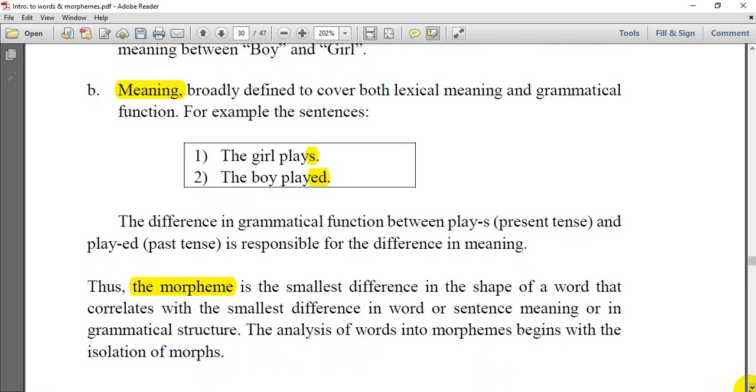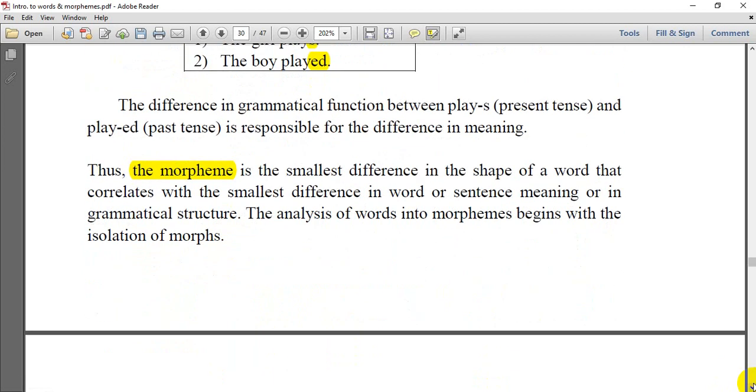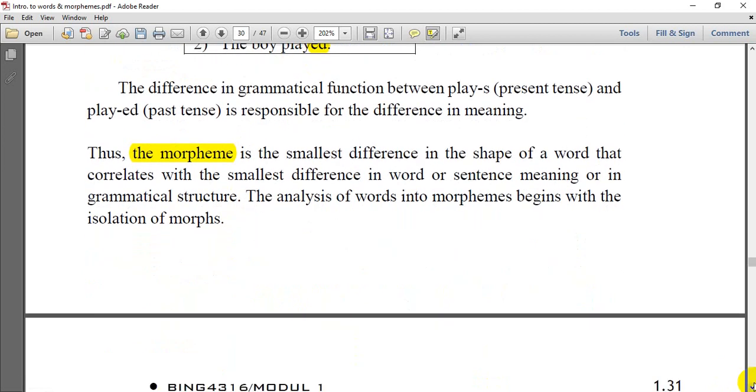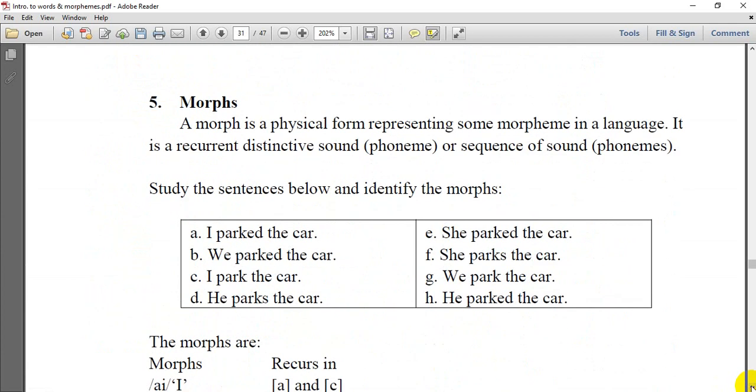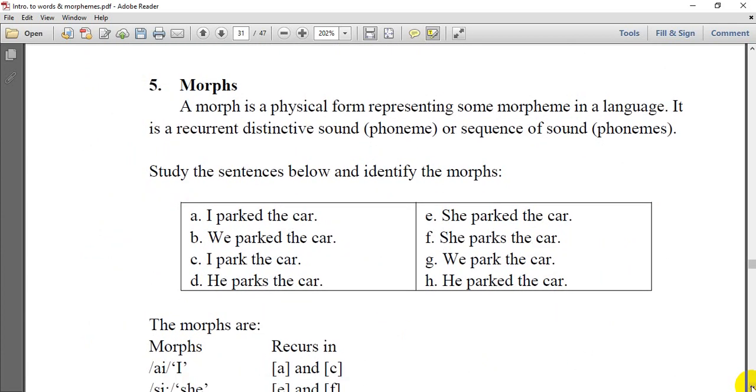The analysis of words into morphemes begins with the isolation of morphs. What does it mean? Definition of morphs: a morph is a physical form representing some morpheme in a language. It is a recurrent distinctive sound phoneme or sequence of sound phonemes. So morphs are segments of the phonological unit.